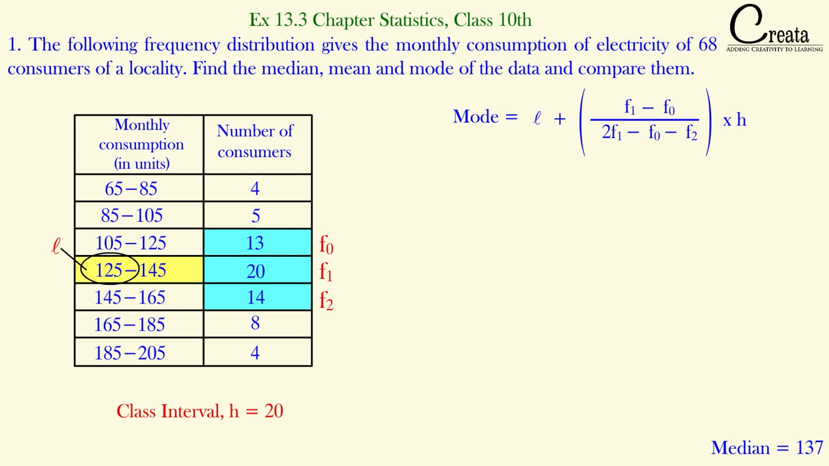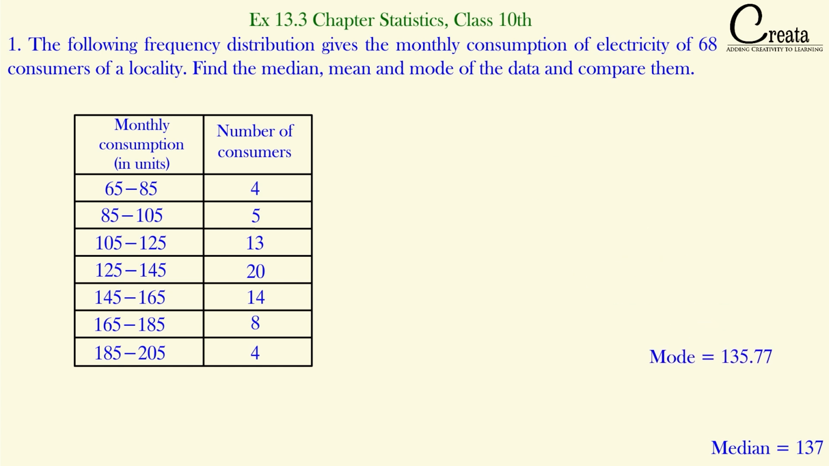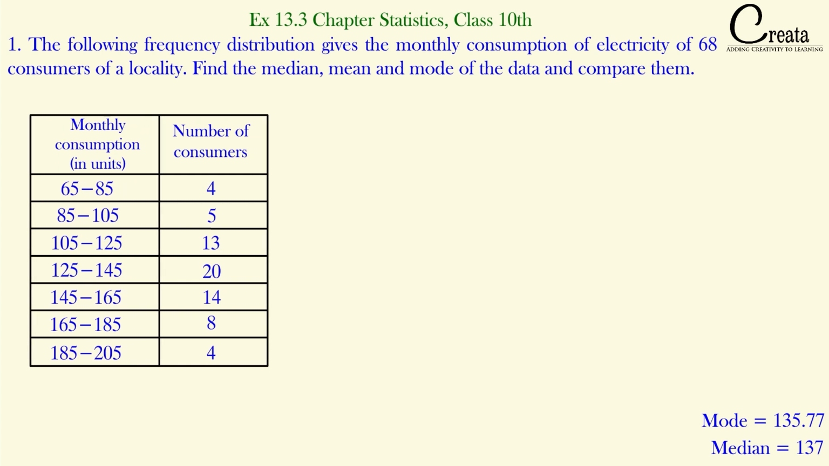Okay, we got all the components. Now we can easily use the formula. Let's put all the values into the formula and solve it. On solving, we got the mode as 135.77. Note that our answer, the mode 135.77, is in the range of 125 to 145. So again our answer is correct. The mode should be in the range of the modal class. Got it? We have calculated the median, we have calculated the mode. Now let's find the mean.